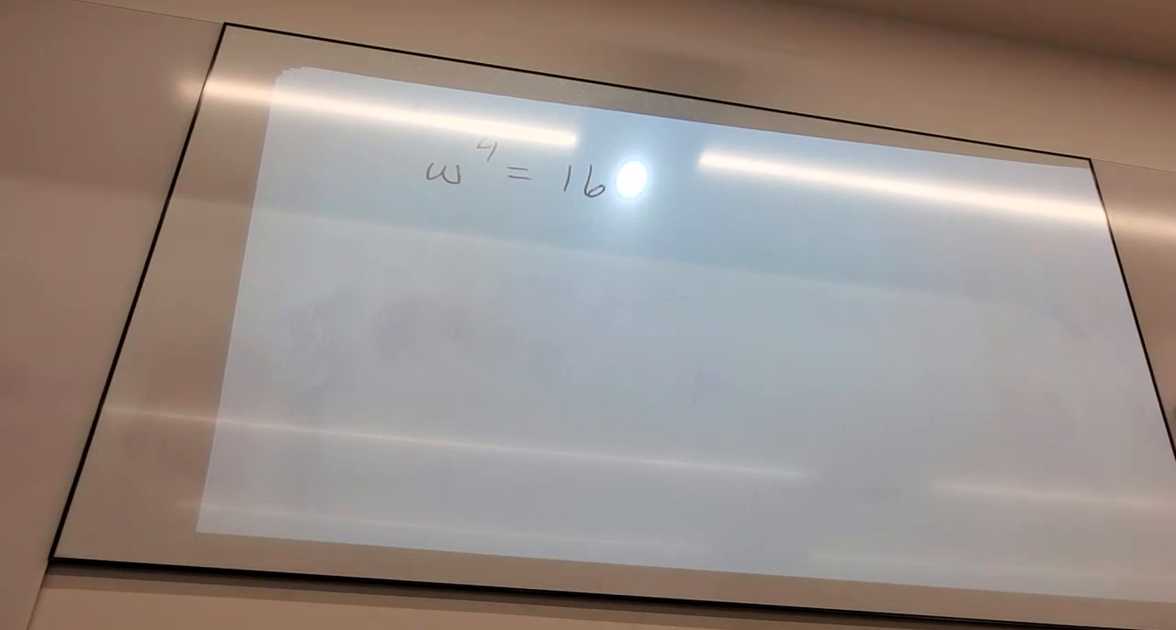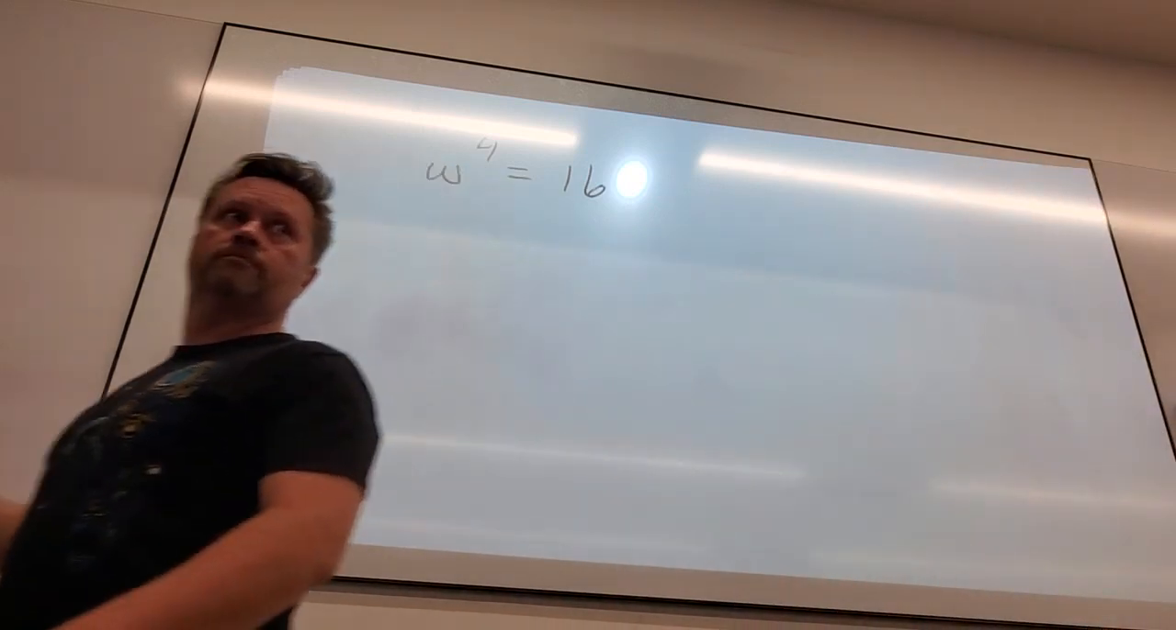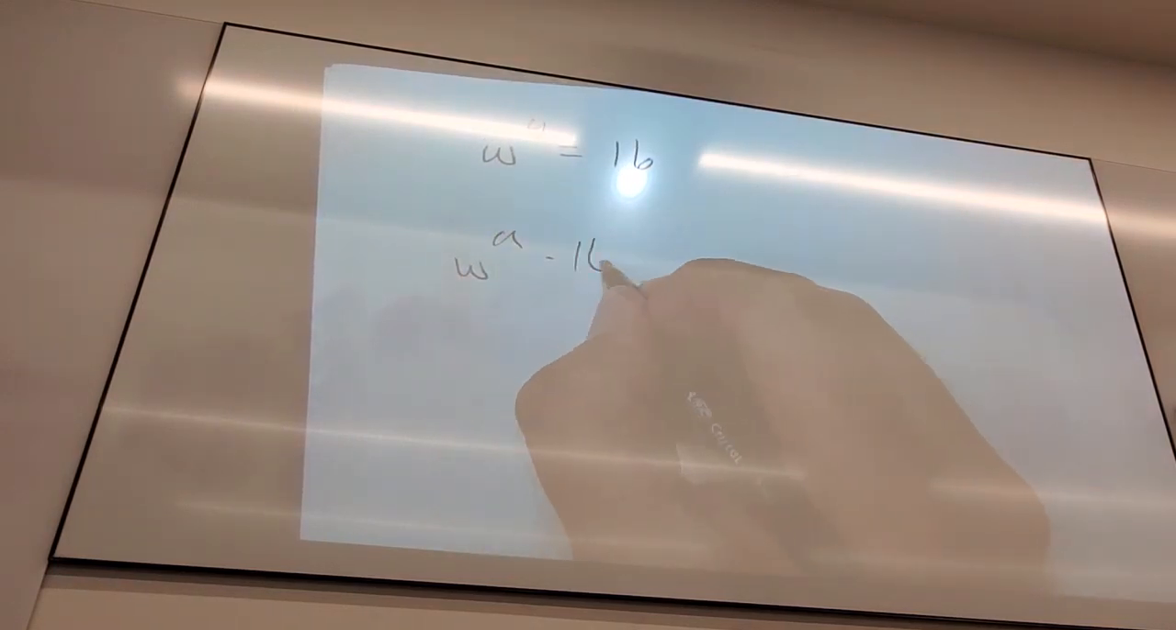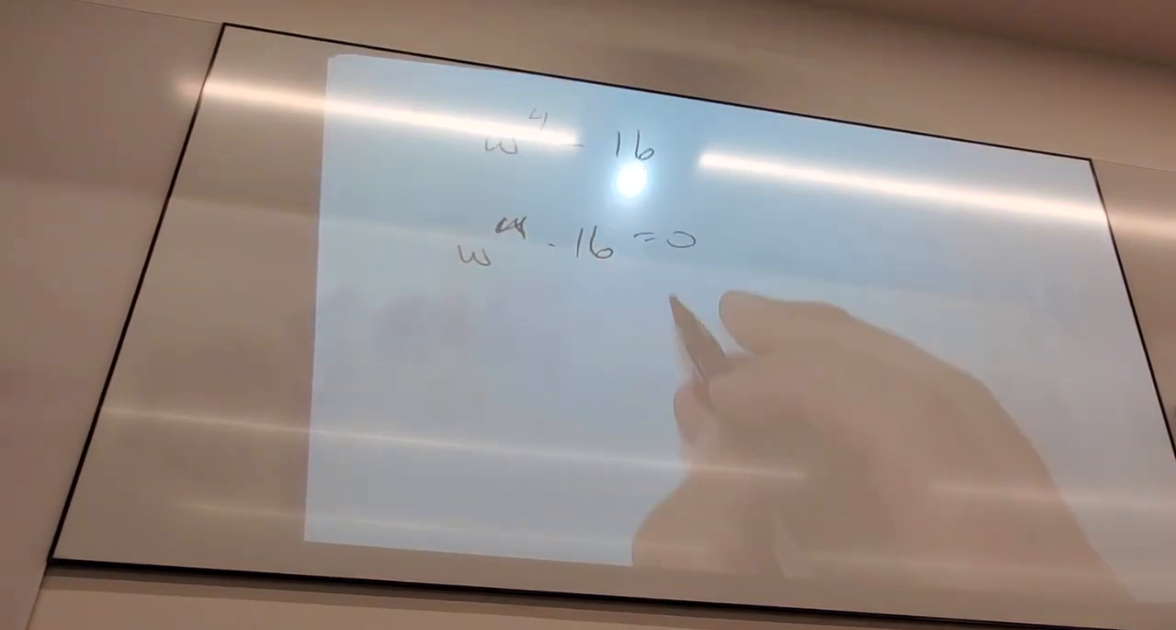So one immediate answer besides 2 is negative 2, because when I raise negative 2 to the 4th power, the negative goes away. It's still 16. There's 2 answers. I'm still missing 2, aren't I? Yeah. You're gonna have complex. I'm gonna have complex. So how do I get those? I subtract 16, and it becomes x to the 4th minus 16.